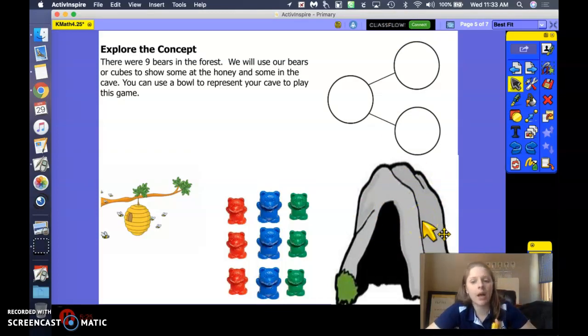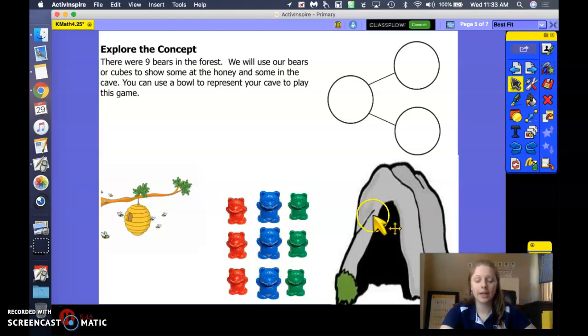For my honey pot, I'm just going to use part of my desk to represent that the bears can go either to the honey pot on this side or the cave on this side. You need 9 cubes today. All right, once you have your 9 cubes, we're going to get started.